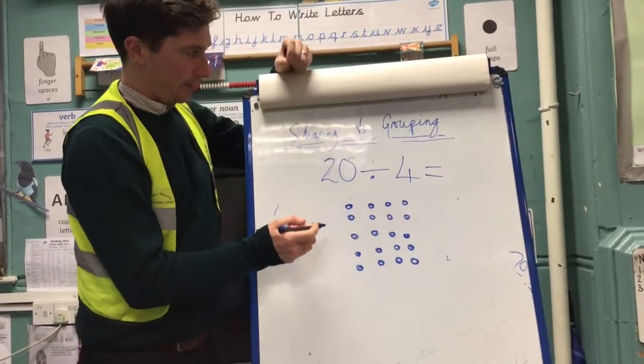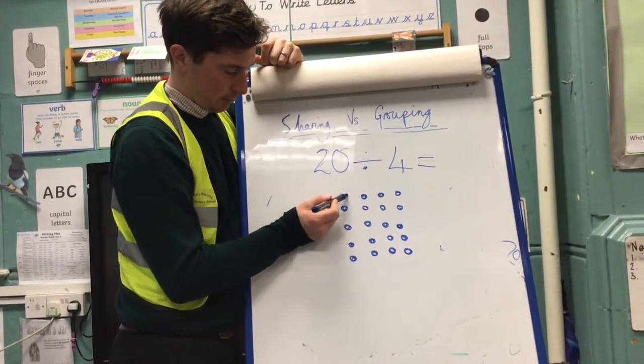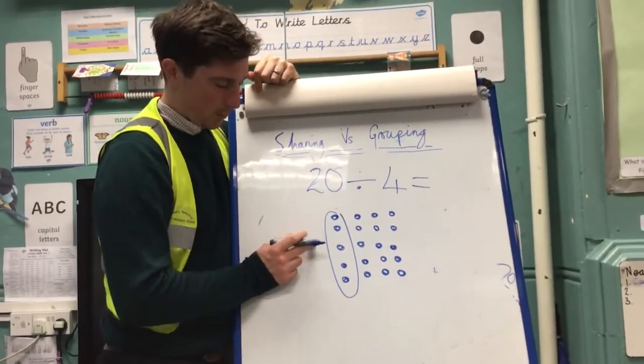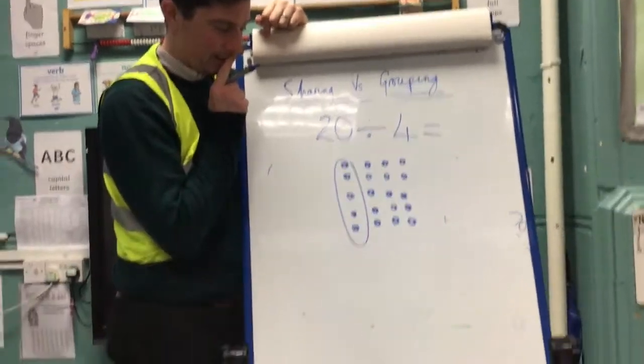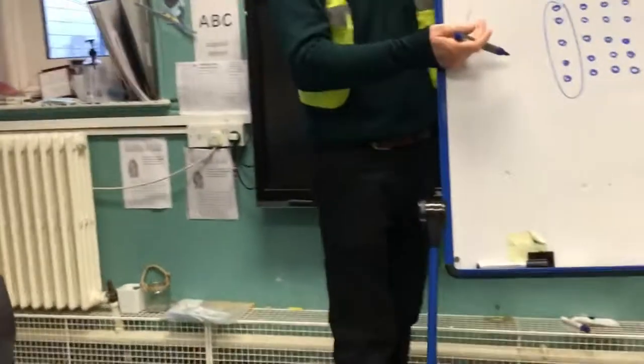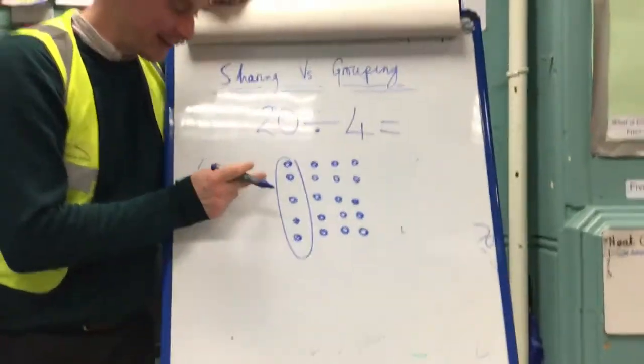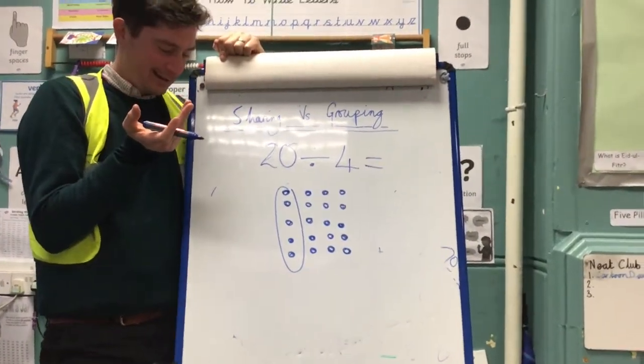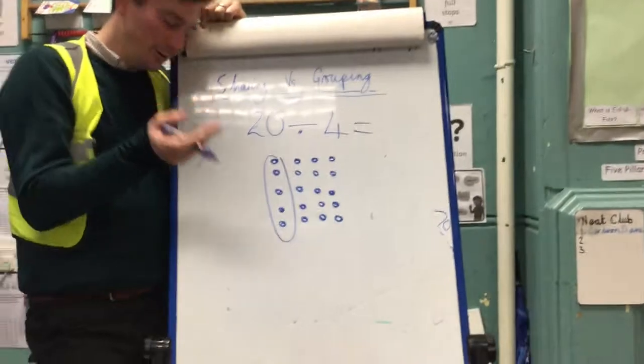Okay, so how many have I got in this group? Let's check. How many have I got? I've got 5 in that one. Miss Sally's laughing because she thinks I've done it wrong. What have I done wrong, Miss Sally? I think you need to correct your mistake. You are right, Miss Sally.